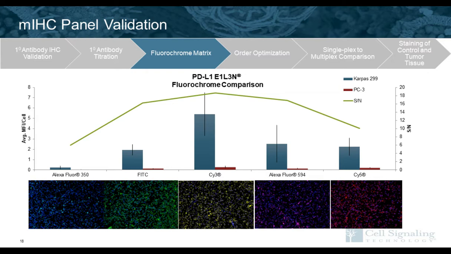The next step would be to look at each target using each fluorophore. So we're looking at which fluorophores will pair best with each primary antibody. And you can see again with PD-L1 on the same cell pellet model, Cy3 is giving us the best signal to noise and also the best mean fluorescence intensity per cell. But you can see that FITC, Alexa Fluor 594, or Cy5 would also be pretty decent options.